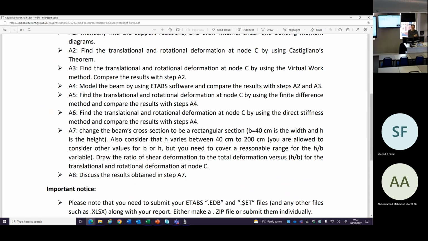A5 says find the same thing, translation and rotational deformation of node C by using the finite difference method. What is this finite difference method? Do you remember the name?